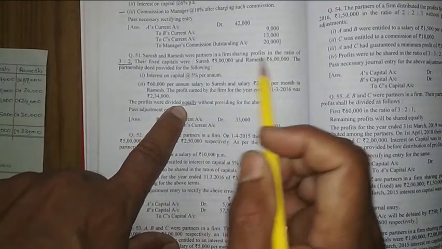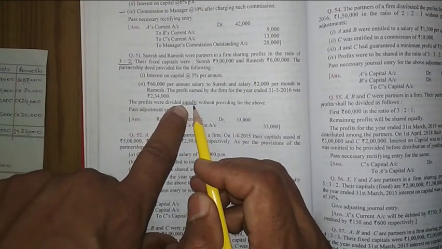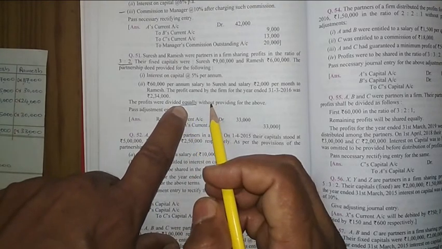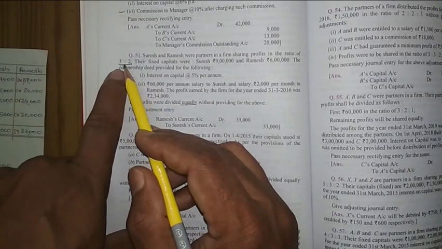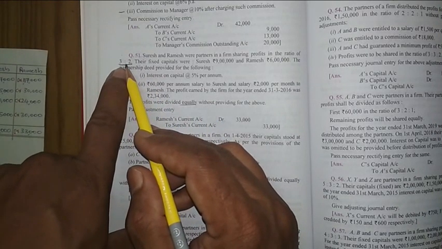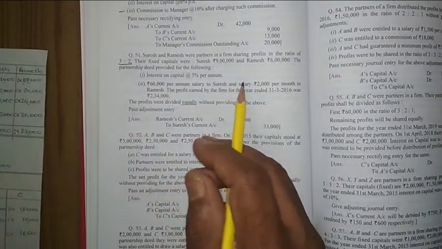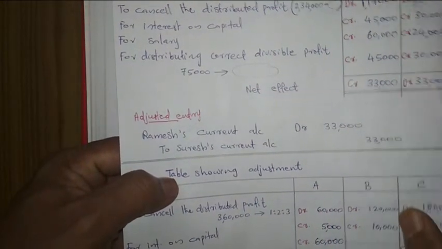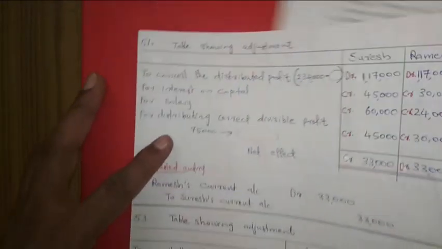So whenever we are cancelling the net profit, we have to cancel equally, in this ratio. And lastly, whenever we are getting the divisible profit, in this ratio, the correct profit sharing ratio, this ratio divisible profit we have to distribute at last. So first, as in the previous question also we wrote, we have to cancel the distributed profit. So here we have to cancel, question number 51.